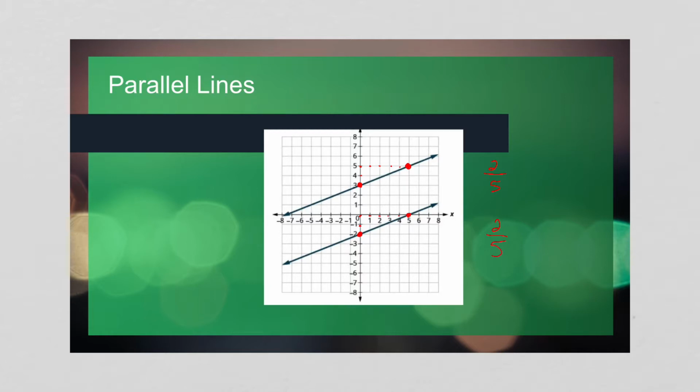Okay, so parallel lines have the exact same slope, but what I want you to notice, and you need to look at this, is that they do have different y-intercepts, okay? So the exact same slope, but different y-intercepts.